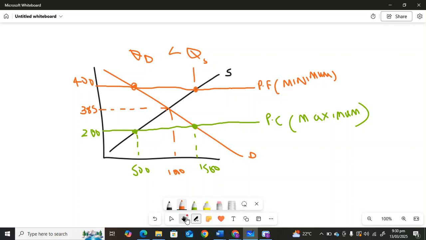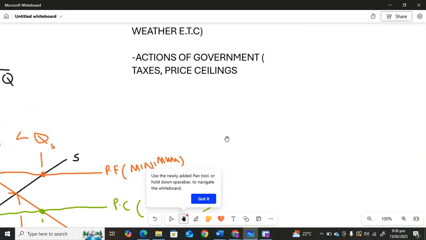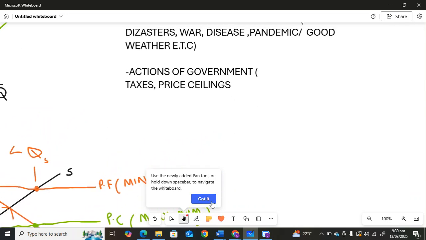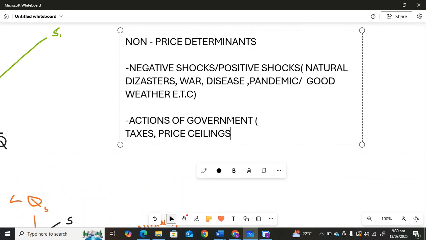So, yes, we can put these price ceilings and price floors under actions of government. Just when you mention price ceilings, remember their effect on supply. So price ceilings, price floors. What else? What other actions of government? Because we see this on the news, government is implementing actions. Quotas.